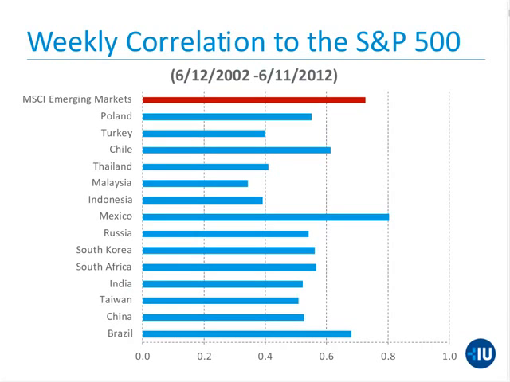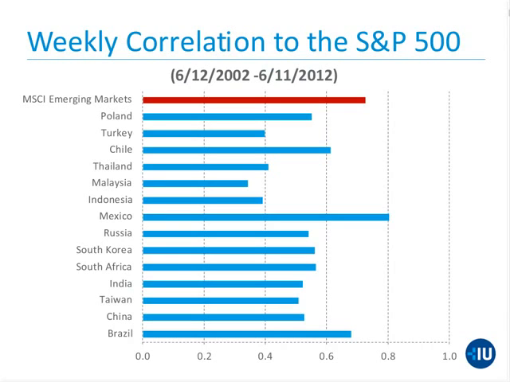This looks at the weekly correlations, perhaps a more useful time window than just looking at what happens on one day, between the S&P 500 and a broad swath of individual emerging markets countries, with the broad index at the top. And you can see there's a huge difference between being in, say, Malaysia, which is very uncorrelated to the U.S., and someplace like Mexico, which is extremely correlated to the U.S. On the face of it, that makes a lot of sense.